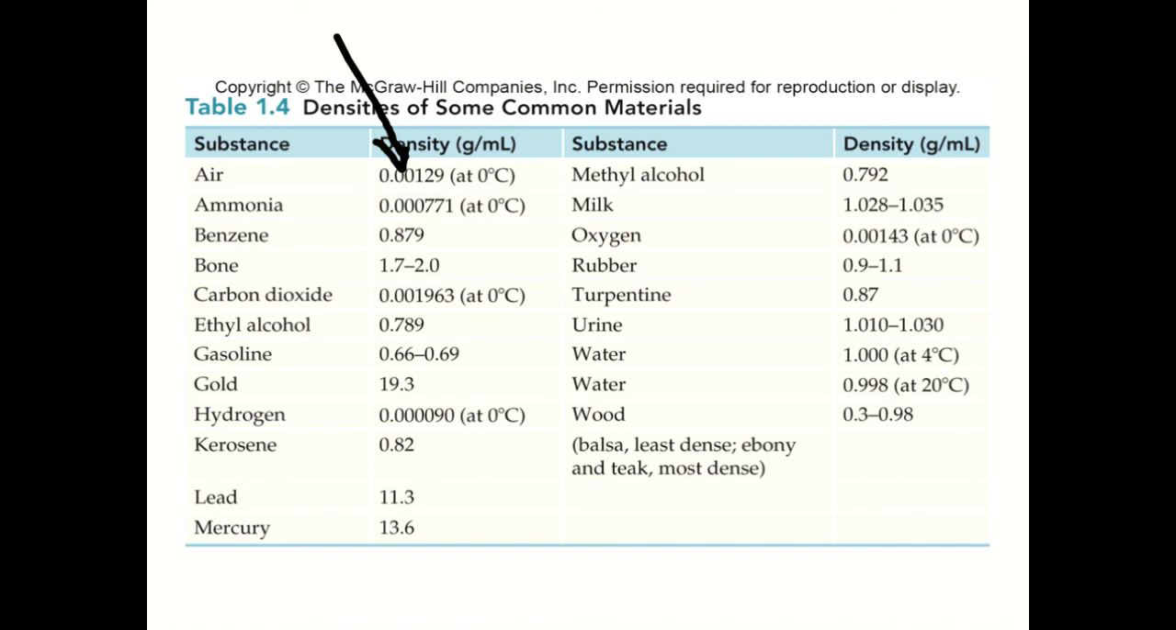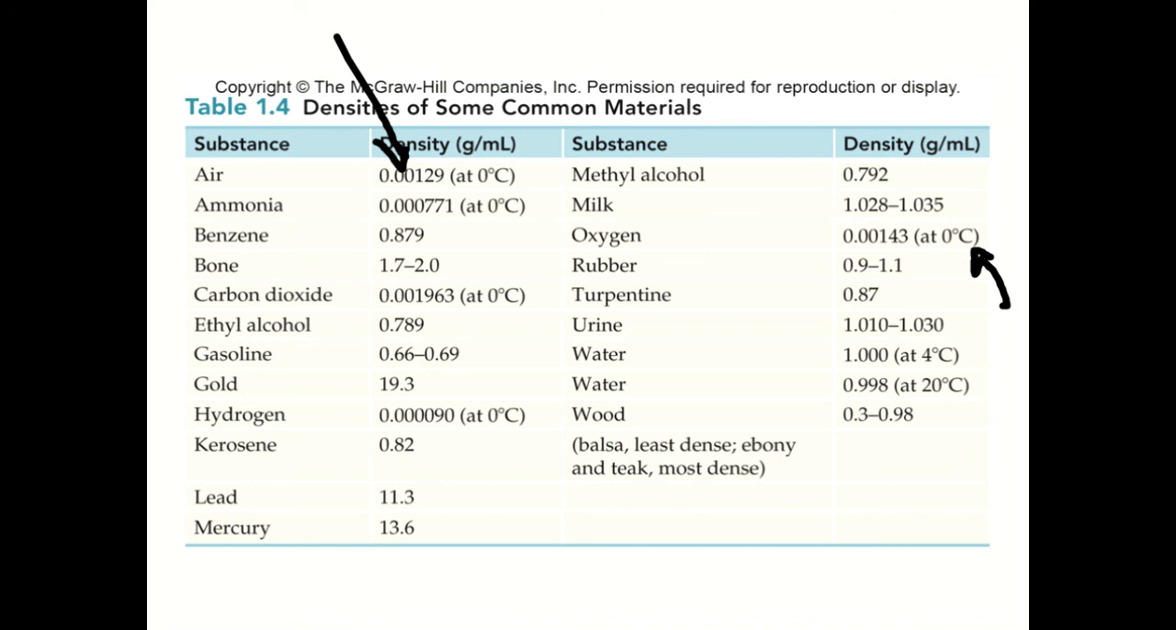Ammonia, benzene, bone, carbon dioxide is a gas, so it has a low density. Any gases at room temperature would have low densities. And so densities depend on temperature. Did they tell us the temperatures here? Okay, so they're showing us over here. So this is at 0 degrees Celsius. So I guess a lot of these are at 0 degrees Celsius. That's the freezing temperature of water. So this is a gas at the freezing temperature of water.